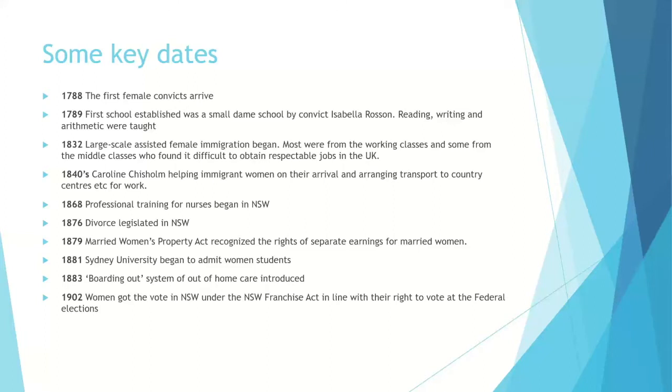1881, Sydney University began to admit women students. In 1883, they moved from a system in the childcare and protection world. So in the childcare world, they moved from that system of large-scale orphanages to more of a system of boarding out and putting children into a family or a home environment. And 1902 is when women got the vote in New South Wales in line with their right to vote at the federal elections. So it was quite a busy century in some ways, the 19th century for women.